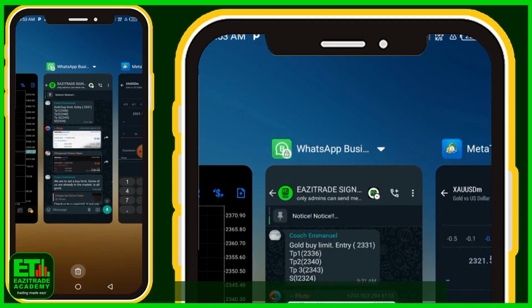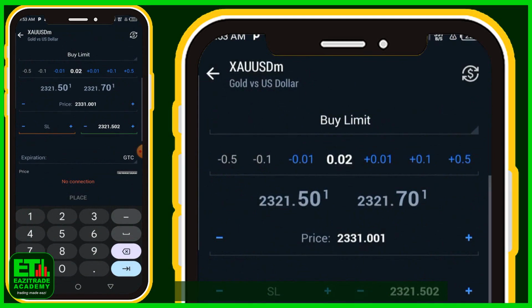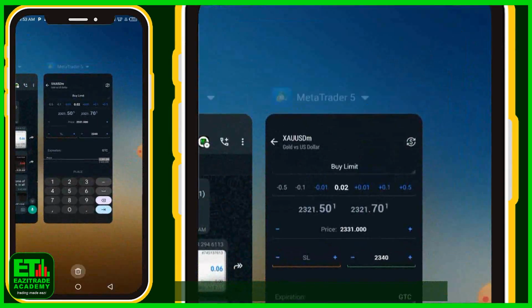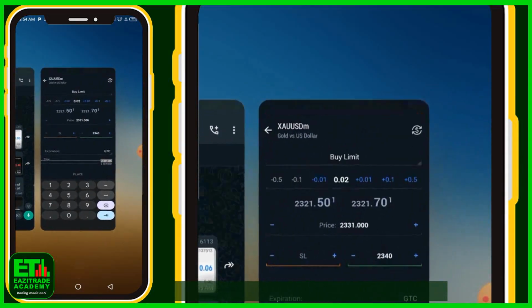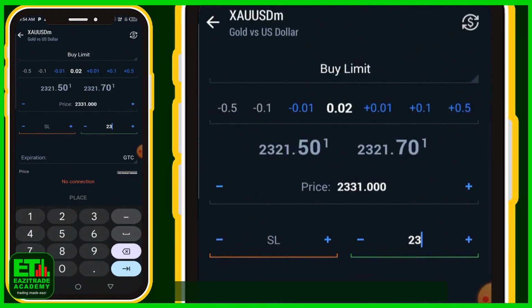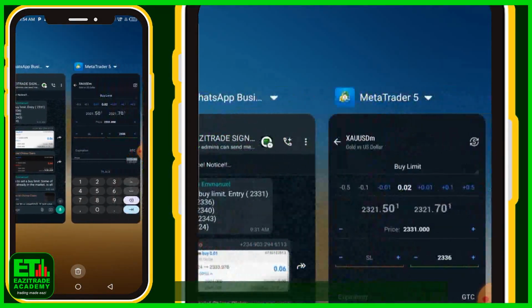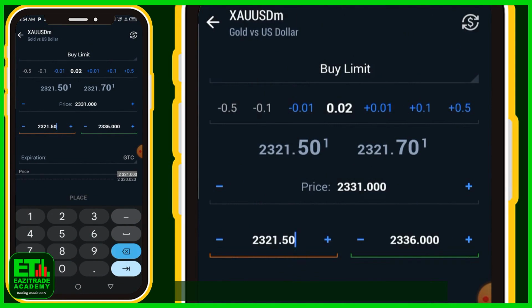And then stop loss and take profit. Take profit 1 is 2336. Sorry, 2336. That's a 50 pips difference. Then stop loss is 2324, which is also a 70.